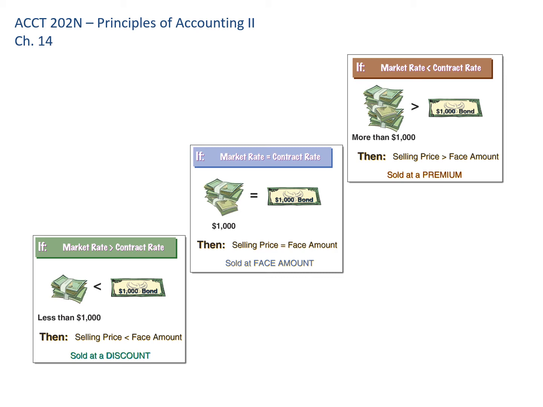Now, if I pay $950, I'm still going to get interest payments of 5% times 1,000. I'm still going to get $1,000 back at the end, but I'm only going to pay $950 up front for that. That's my way of getting a 6% return.